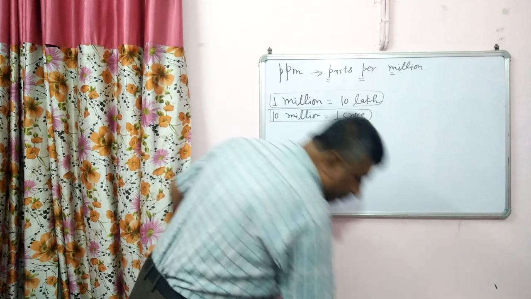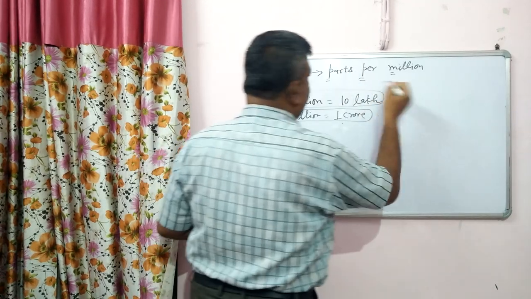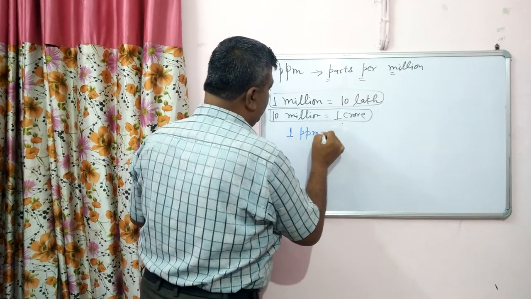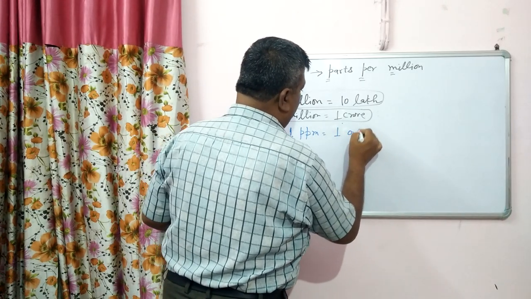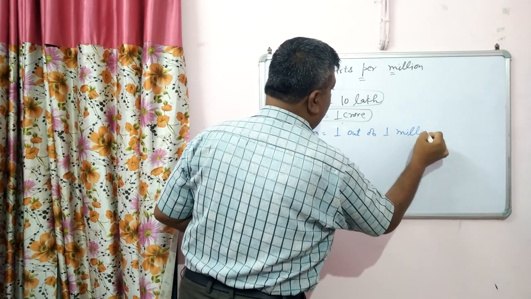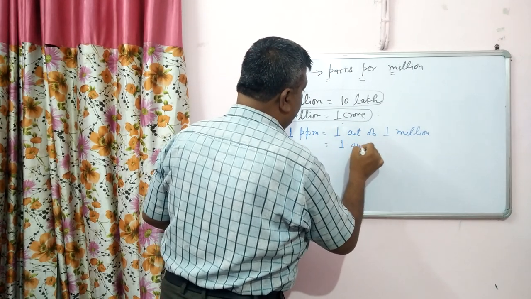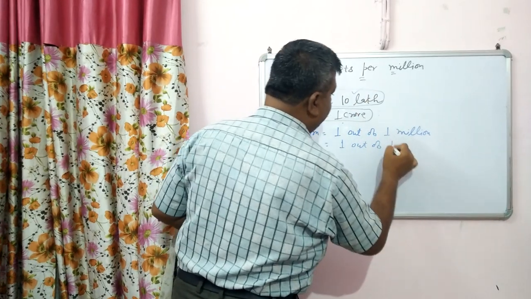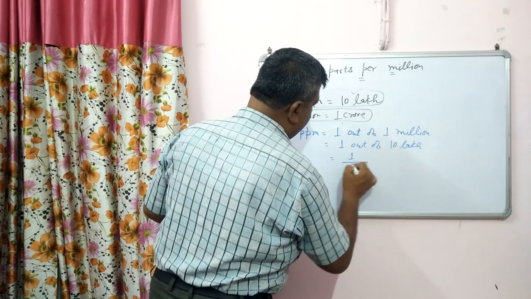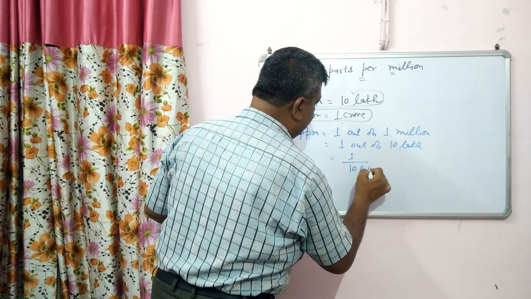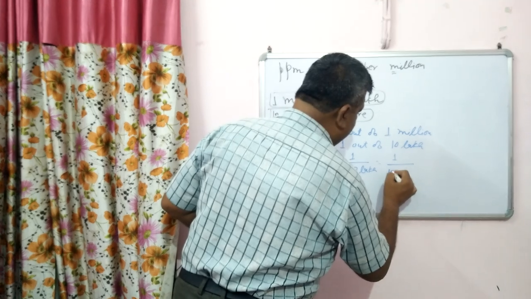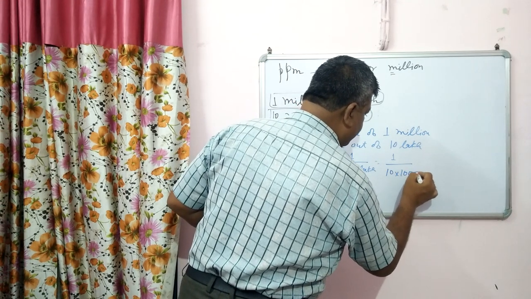So it is parts per million. It means 1 ppm is 1 out of 1 million, or we can say 1 out of 10 lakh, or rewrite it as 1 upon 10 lakh. And 10 lakh means 10 multiplied by 1 lakh.